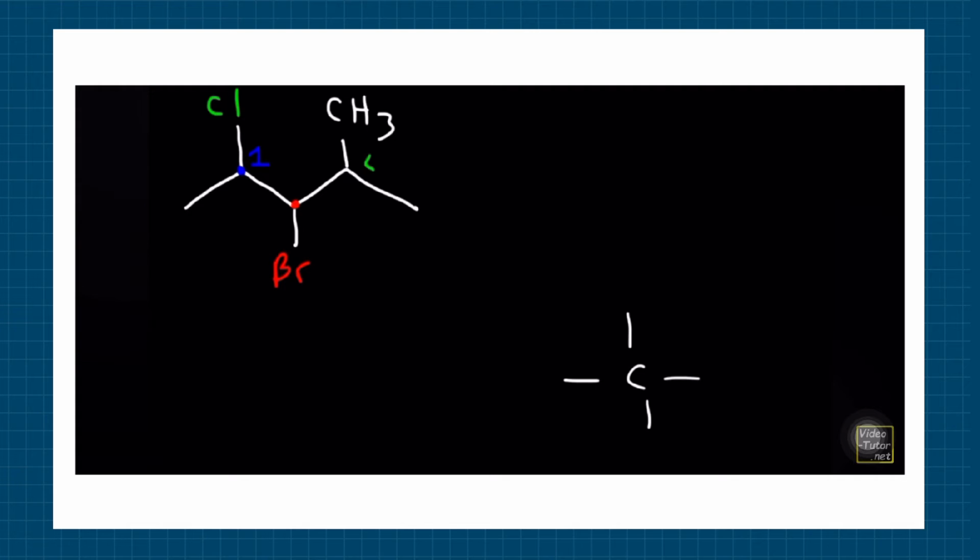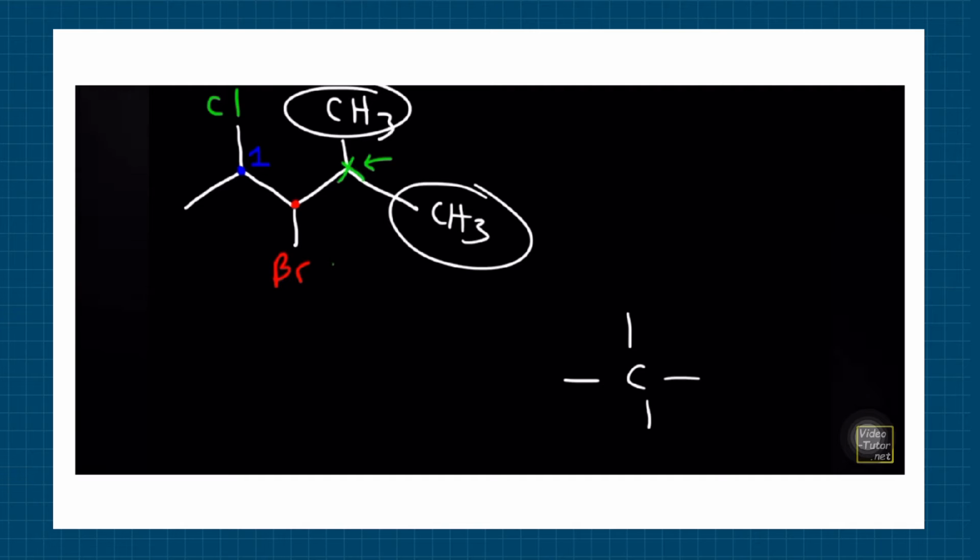Now what about this carbon? Is that a chiral center? Well, that carbon doesn't have 4 groups because it's attached to 2 methyl groups. So this is not a chiral center. So we have a total of 2 chiral centers. So how many possible stereoisomers can we get for this molecule? The number of stereoisomers that can be produced is 2 to the n. So it's 2 squared, in this case is going to be 4.